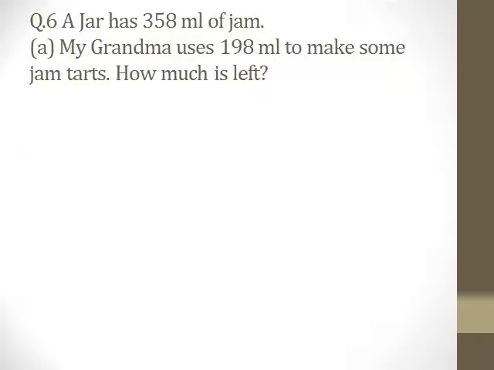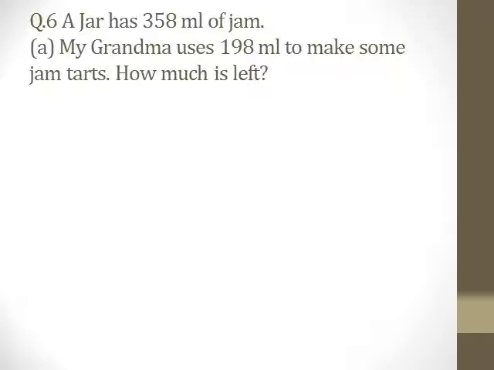So question number 6 says a jar has 358 milliliter of jam. This is the condition for both parts: a jar has a total capacity of 358 milliliter and it has jam in it. Then the first part gives you information. My grandma uses 198 milliliter to make some jam tarts. Grandma wants to make some jam tarts and she needs 198 milliliter for them. Now they ask how much is left after grandma used it.